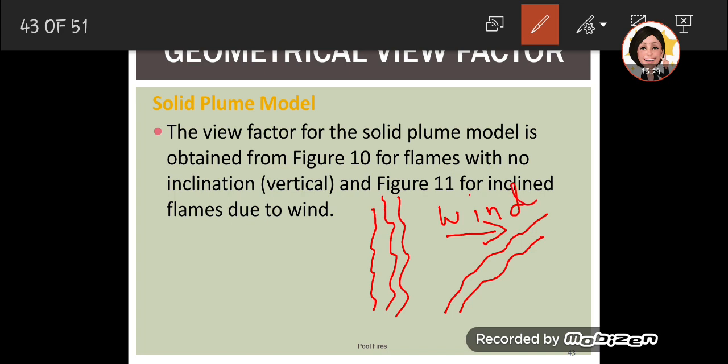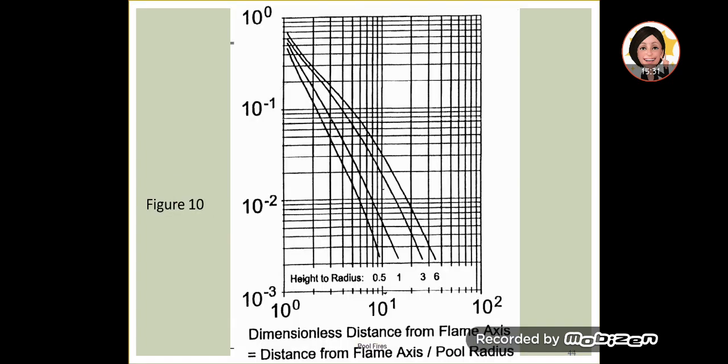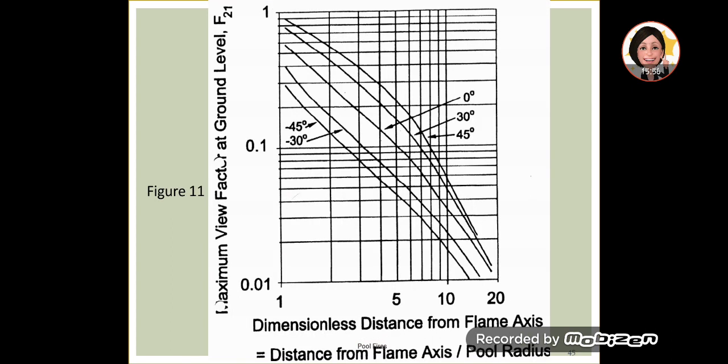These are the graphs that can be used to identify a view factor. If we know the distance from the flame axis to the ratio of the pool radius, so this is height to radius, we can identify the view factor. Figure 10 is for vertical fire, then figure 11 is for inclined fire.